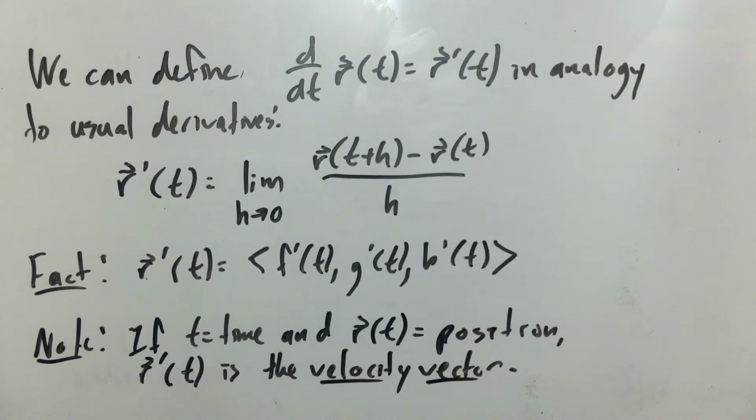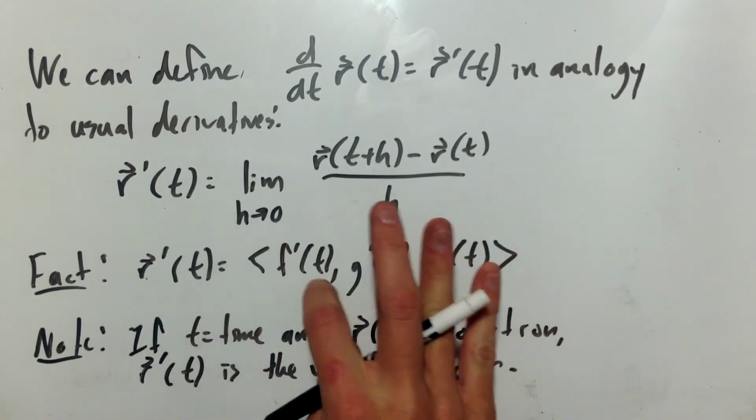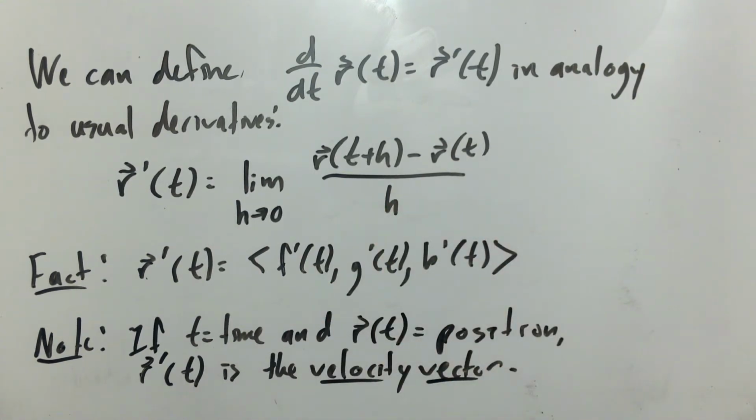So it's really looking at the rate of change along our space curve with respect to the parameter, and if we let the parameter go to 0, we should get the instantaneous rate of change along our space curve, or the instantaneous rate of change of our vector valued function with respect to the parameter. So here's the fact. The derivative of our vector function is equal to the vector of the derivatives of our component functions. So to differentiate r, I just differentiate f, g, and h.